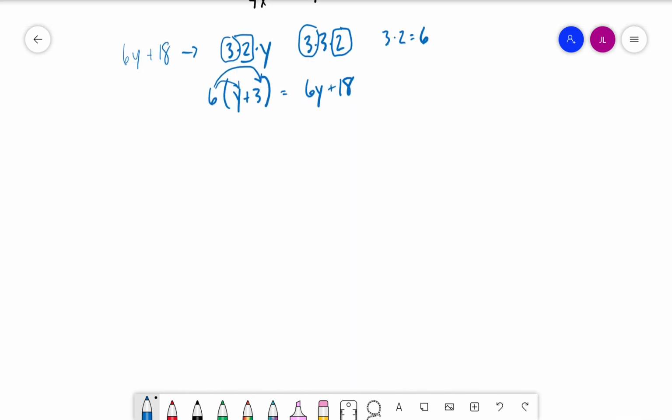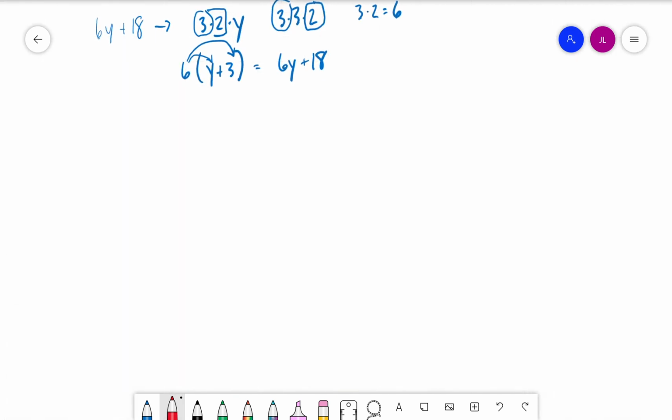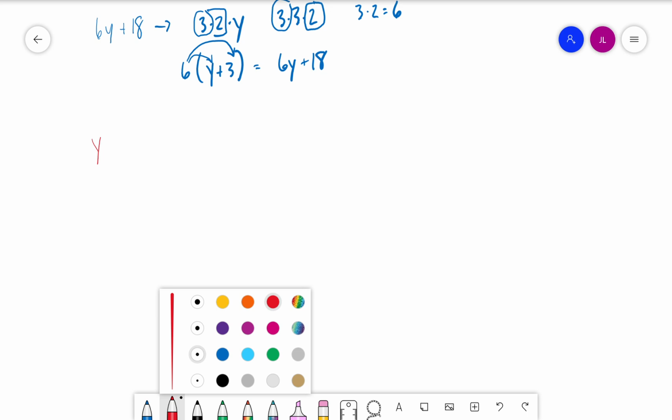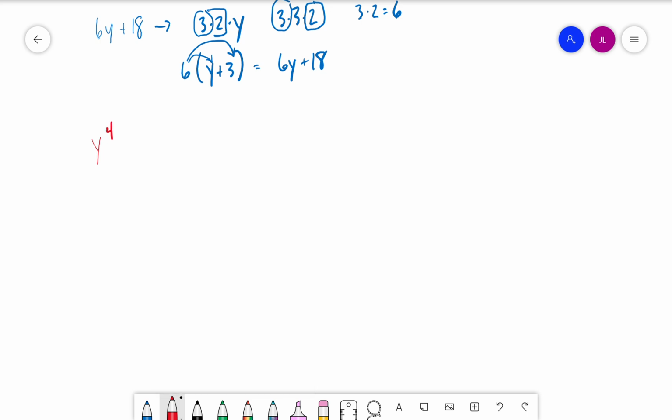Now what about when we see instances where we may just have variables? Well, what if we have something like y to the fourth minus y squared, and we want to factor here. Well, remember, we're looking at y times y times y times y minus y times y. So we have two y's in each. We could factor those out.